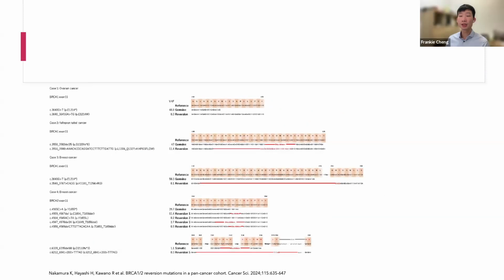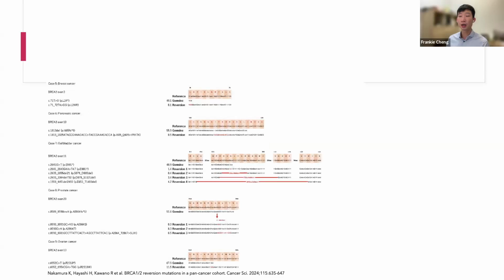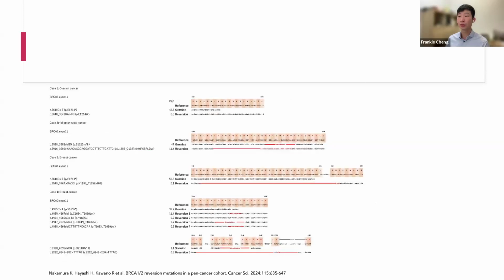So these are some of the genetic sequences of the 12 patients. I'll pick one or two for us to have a look. For example, in case 1, we can see that the original germline mutation results in a stop codon of TAG, and that is likely to result in a largely truncated protein, while the reversion mutation reverses the effect of the primary germline mutation.